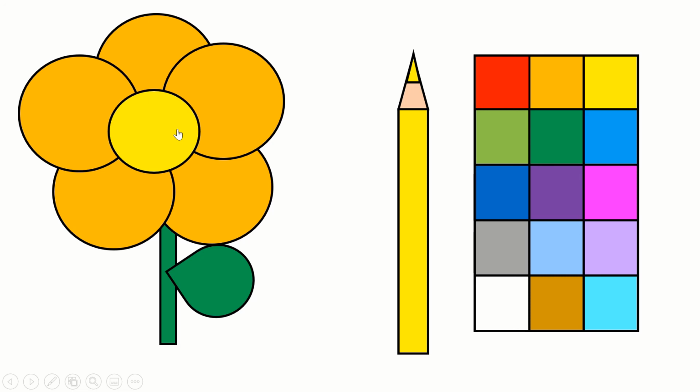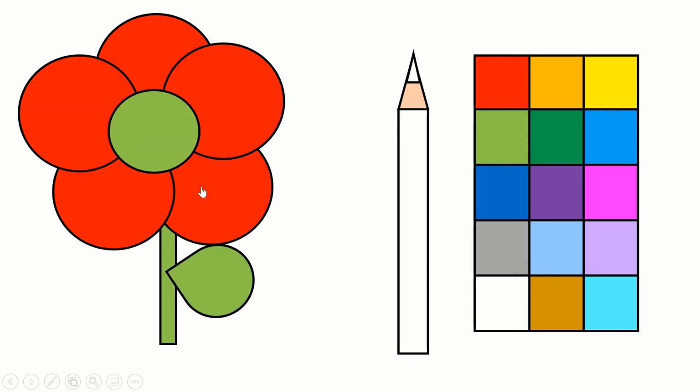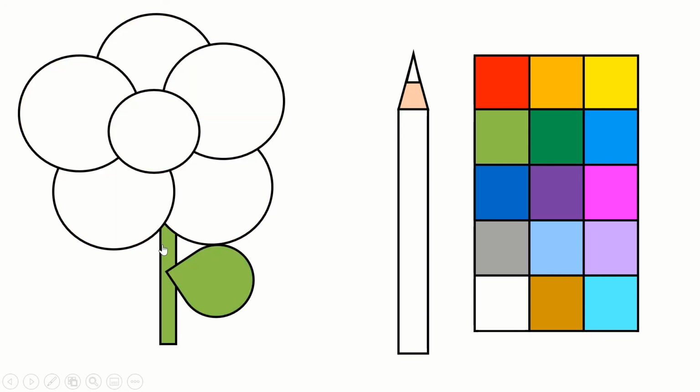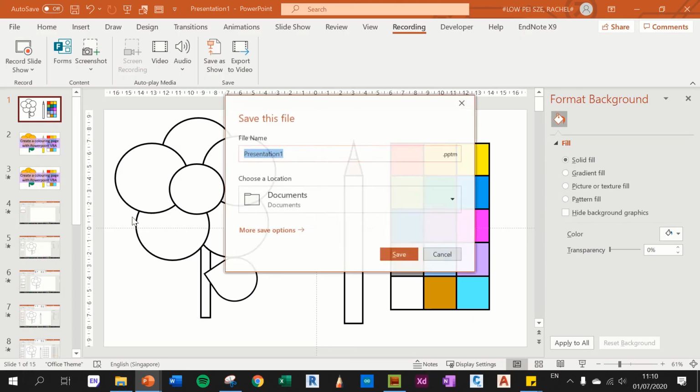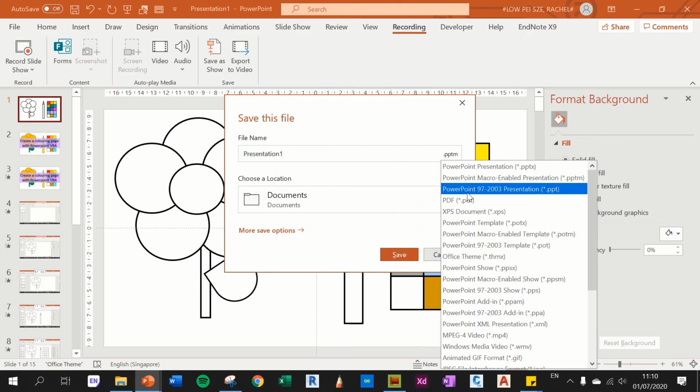And that's your flower coloring book. When you're done playing with your coloring page, remember to save the file, hit Ctrl S, and save it as a PPTM PowerPoint macro-enabled presentation. And the next time you open the file, just enable the macros and you'll be able to use it again.